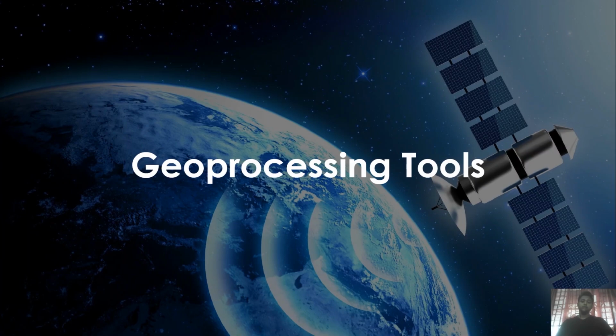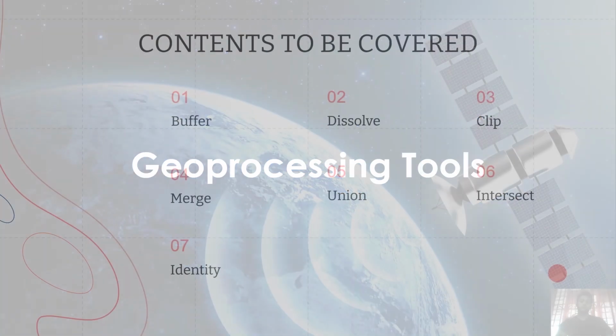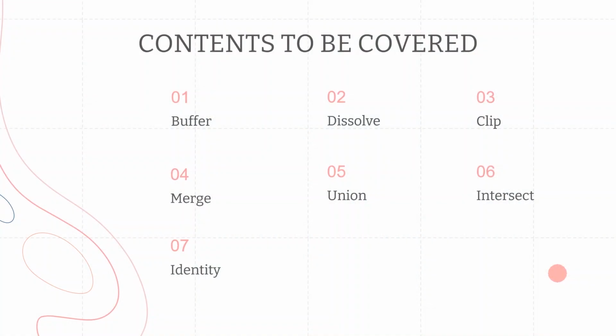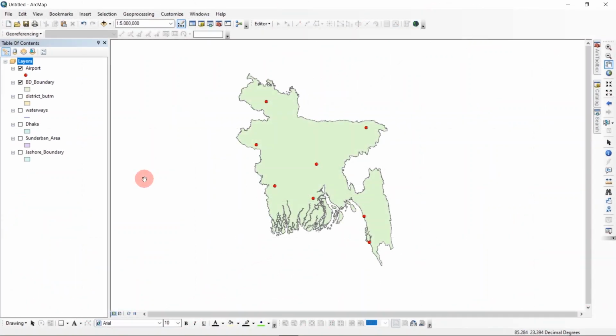Today, we will learn about the geoprocessing tools in ArcGIS. In this tutorial, we'll be covering some geoprocessing tools like buffer, dissolve, clip, merge, union, intersect, and identity. Let's start with buffer first. Buffer actually creates buffer polygons around input features to a specified distance. For creating a buffer, we'll use the point data of BD airports.